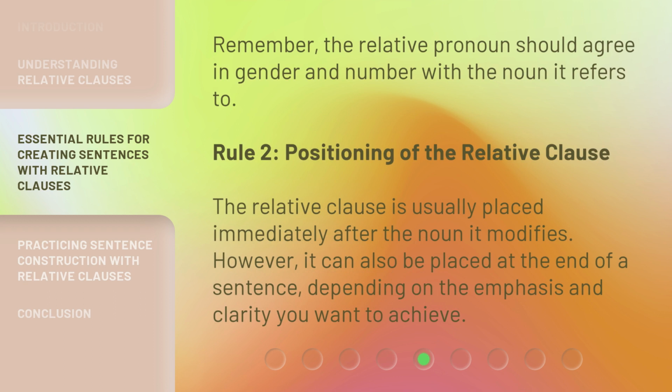Rule 2: Positioning of the relative clause. The relative clause is usually placed immediately after the noun it modifies. However, it can also be placed at the end of a sentence, depending on the emphasis and clarity you want to achieve.